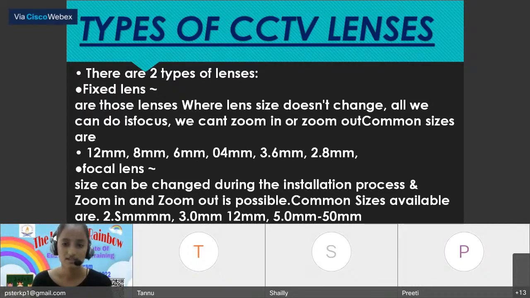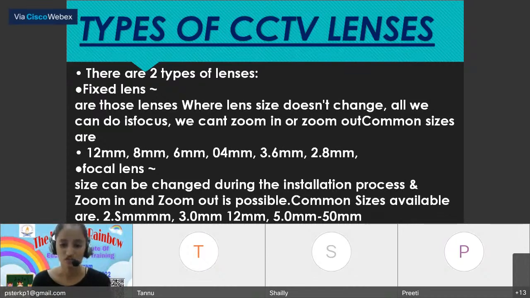Fixed lenses are those lenses where lens size doesn't change. All we can do is focus. We can't zoom in or zoom out. The common sizes of fixed lenses are 12 mm, 8 mm, 6 mm, 4 mm, 3.6 mm, and 2.8 mm.